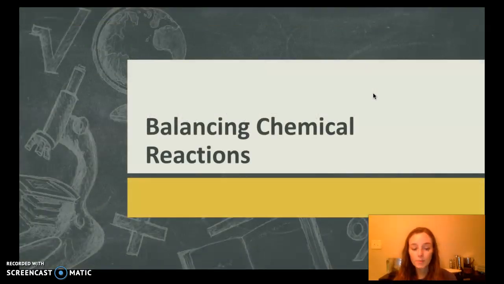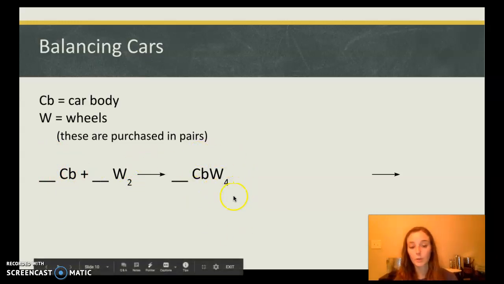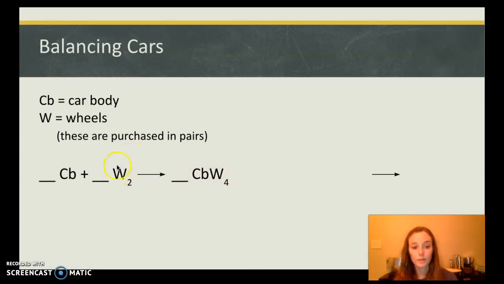We're going to continue on by talking about balancing chemical reactions. So we can first think about, what if we had to create a car? So we would need a car body, and typically we would need 4 wheels. But if you try and go to buy car wheels, typically they're sold in pairs. So in order to make a car, we need a car body and we need 4 wheels. So our product that we want to get to is 1 car body and 4 wheels. However, the wheels are only sold in pairs of 2, and the car body is sold in 1.